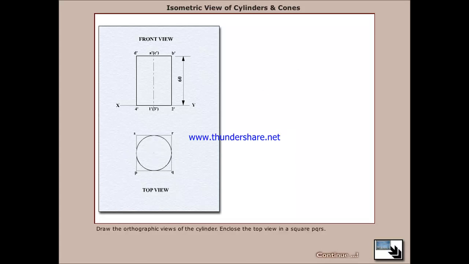Now once again, draw the orthographic views of the cylinder. Enclose the top view in a square PQRS. Mark A, B, C and D as the points at which the square touches the circle. Join the points DR, AR, CP, BP and SQ to locate the intersection points.